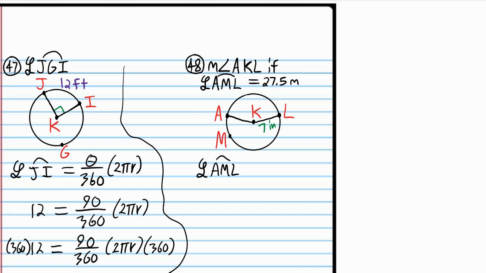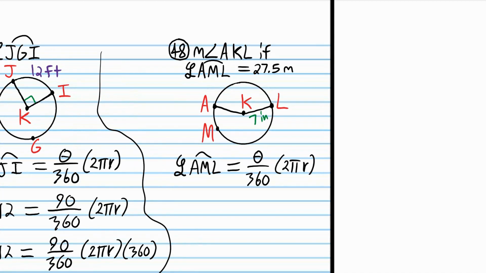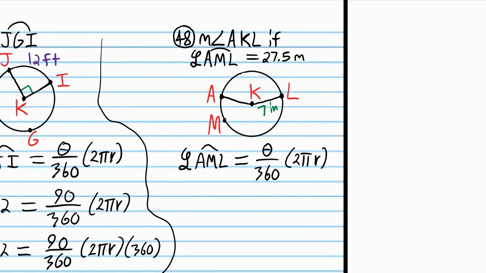Length of arc AML is equal to the corresponding central angle, which would be this, over 360 times 2 pi r. So the unknown here is going to be theta. That's what we're looking for. We can first find this theta, and then once we find that theta, we can find the measure of angle AKL. So we know the length of arc AML is 27.5, so we can just plug that in. Theta we don't know, we're looking for that. And we know that the radius is 7.